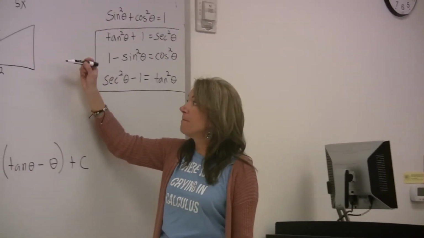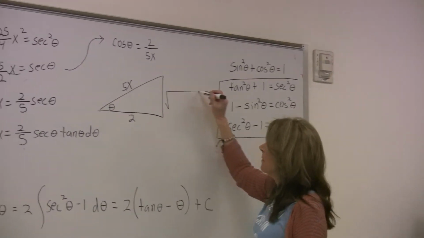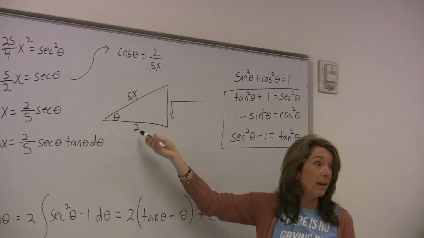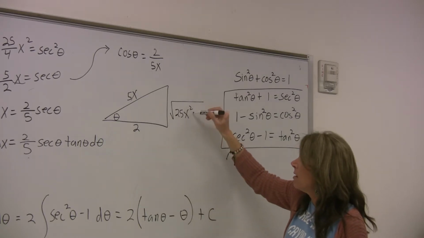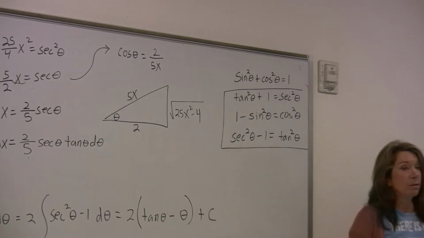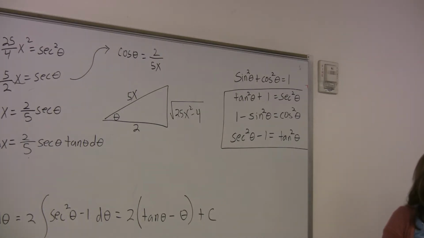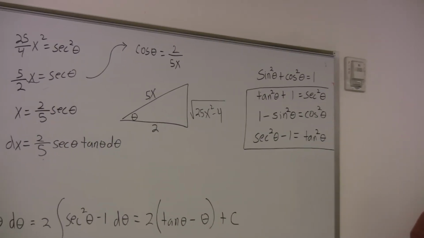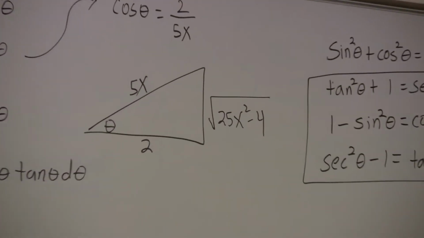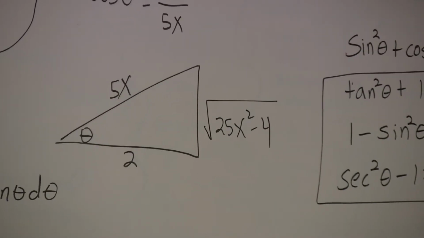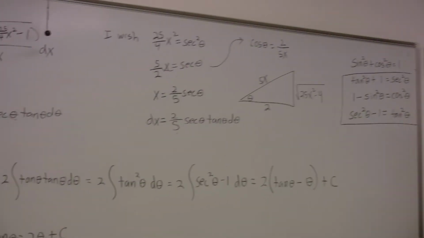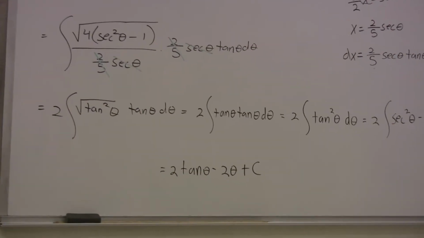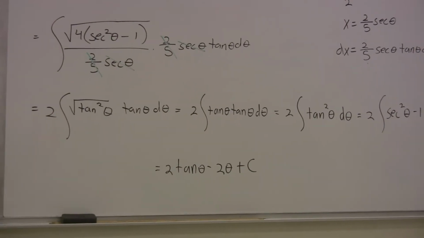What's this side? The square root of the hypotenuse squared minus this squared. Hey, look at that: 25x squared minus 4. What a coincidence. What does that help me do? It helps me convert back here so I can actually find the tangent of that angle now.